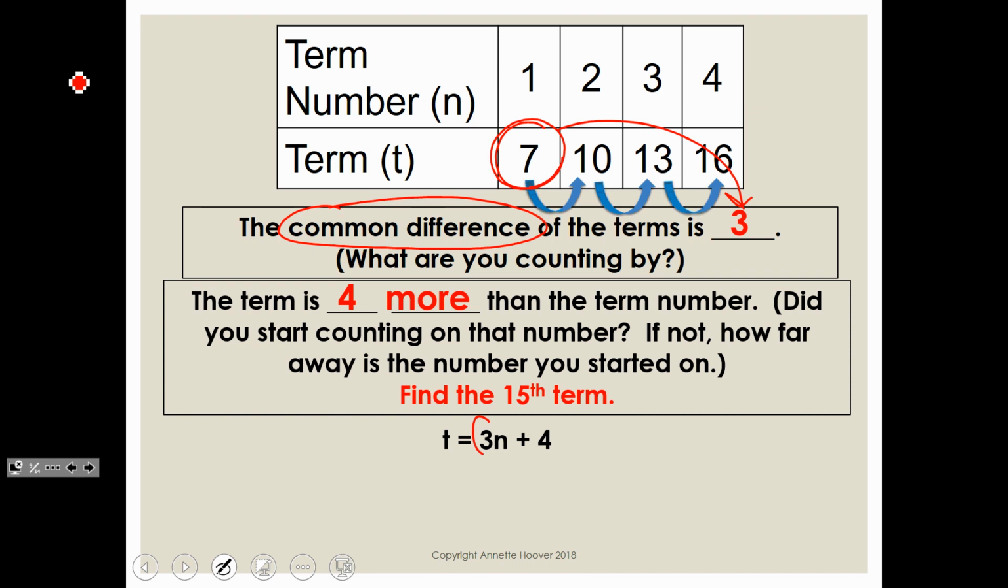So we're counting by 3s, but we didn't start counting on the number 3. We started counting on a number that was 4 more than 3. That's how we write our equation. Now to find the 15th term, we simply plug in 15 to the equation. 3 times 15. Then we add the 4, and that would be 49.